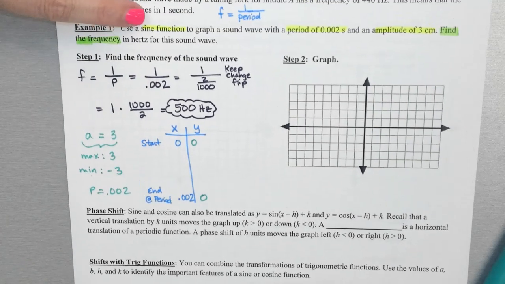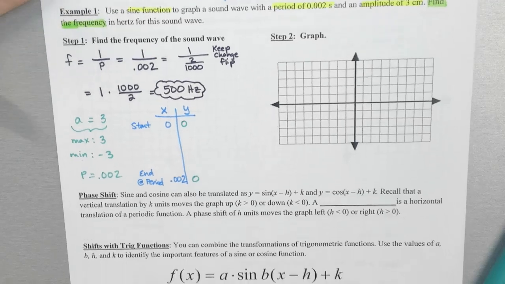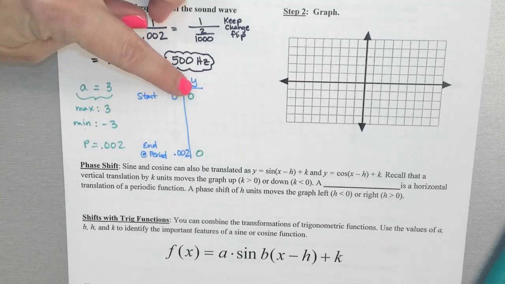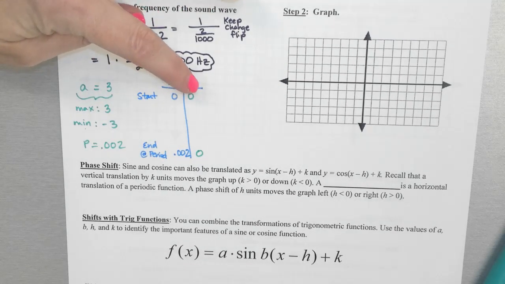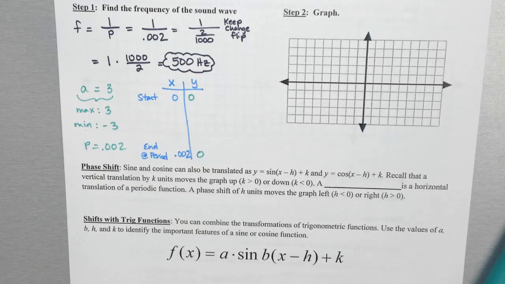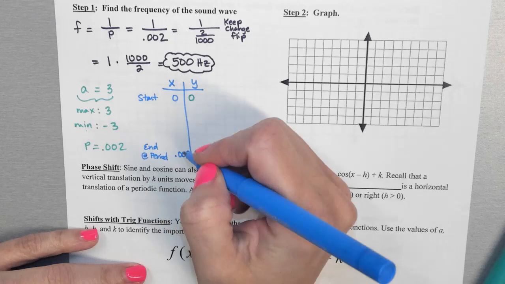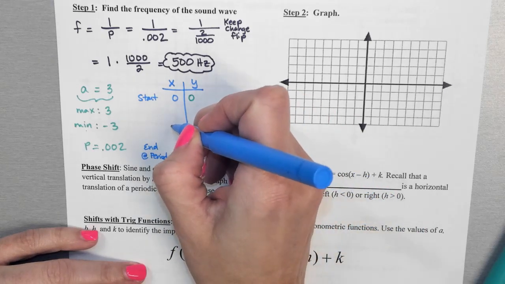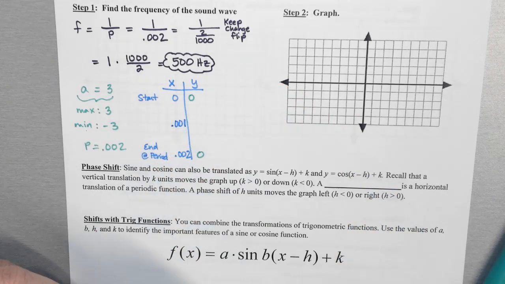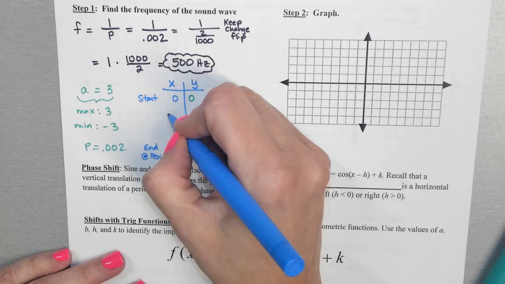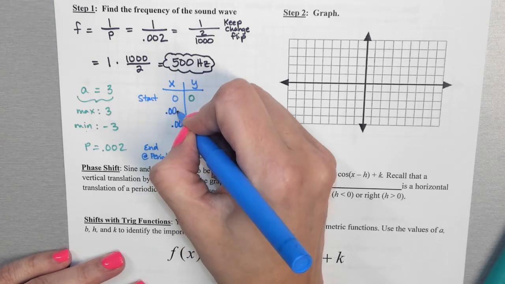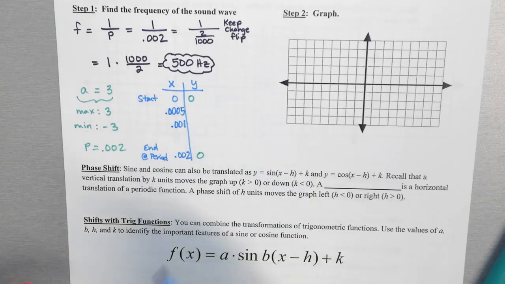And again, that's because they tell you it's sine. If it was cosine, you would start at the max and end at the max. Then we always do the halfway. Halfway between 0 and 0.002 is, what do we know is halfway? 0.001. Yes, great.